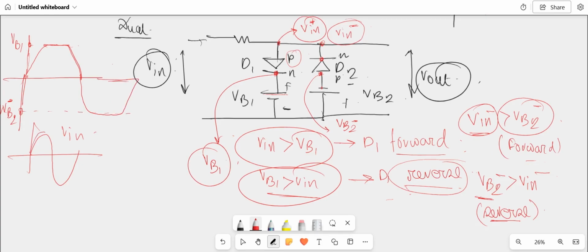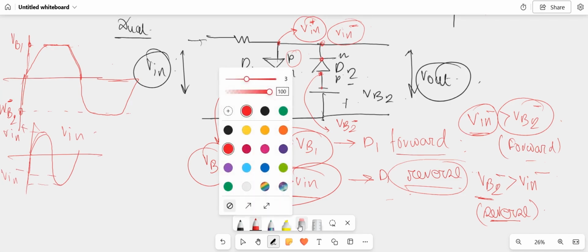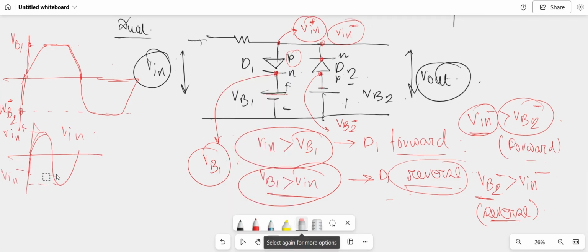So for this input waveform, this is V in of positive, and this is V in of negative. Up to VB1, we will be getting the output voltage, and up to VB2, we will be getting the output voltage. So we can say the top of the positive peak and the negative peak of the input voltage will become flat at the output of the dual clipper.